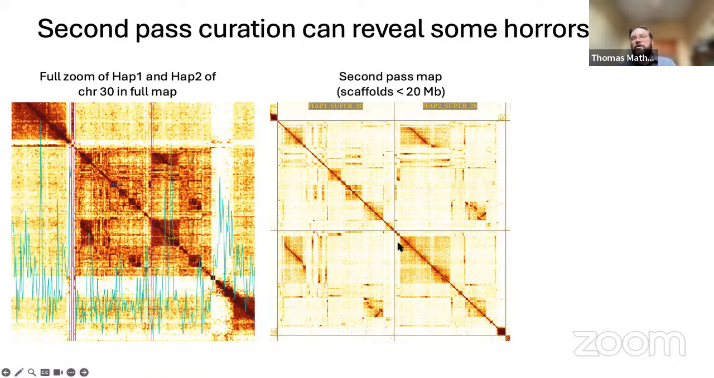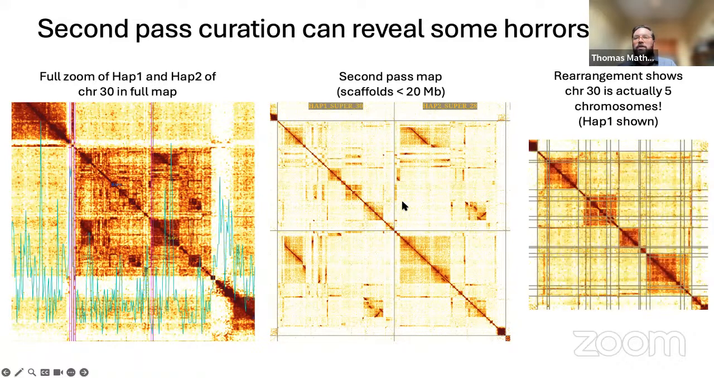But when you get this extra detail, you can see that there's lots of assembly error, and actually it can be rearranged into 5 chromosomes rather than 1. So here I've done a quick rearrangement of this, and you can see there's 1, 2, 3, 4, 5 chromosomal units from this one scaffold. So by doing this 2-pass curation, we get this huge amount of extra information which we can use to make a more accurate assembly of the micros.